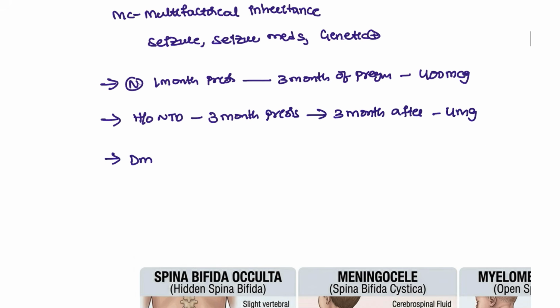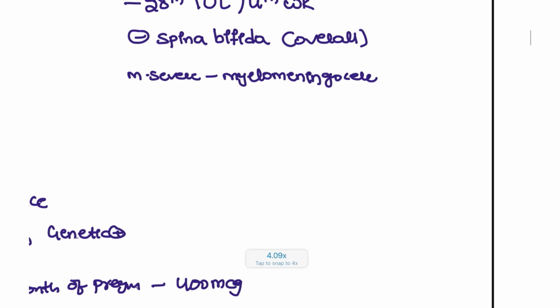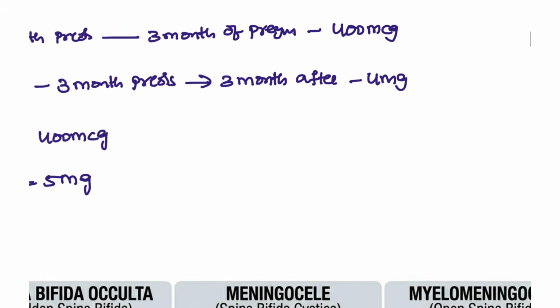But if the mother has diabetes mellitus, it is still 400 micrograms. If the mother has sickle cell anemia, then you have to give 5 milligrams. Okay, and for this, the important test that we can perform is acetylcholinesterase. This is the most specific, but the most common is alpha fetoprotein. This is most commonly done, but the specific one is acetylcholinesterase.